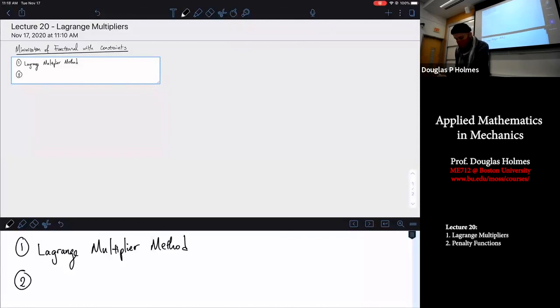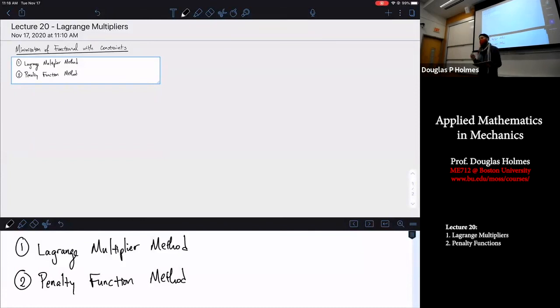The second approach, which is commonly used in a lot of numerical routines, finite element analysis and such, is what's referred to as the penalty function method. And in this approach, what you're doing is you basically say, we're going to add some other constraint to this, and we're going to penalize varying from that constraint. These approaches are both equivalent.